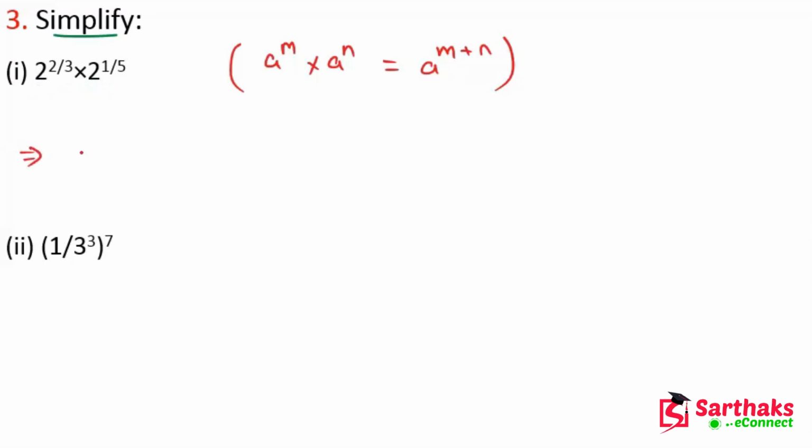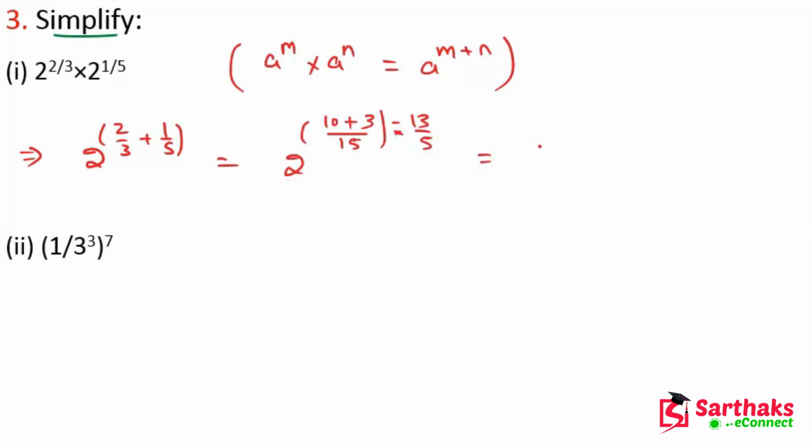So we get 2 raised to power, here we have to add the powers, meaning 2 upon 3 plus 1 upon 5. So here we are taking the LCM, which is 15. And this will become 2 into 5, meaning 10, plus 3. So we get this equals to 13 upon 5.